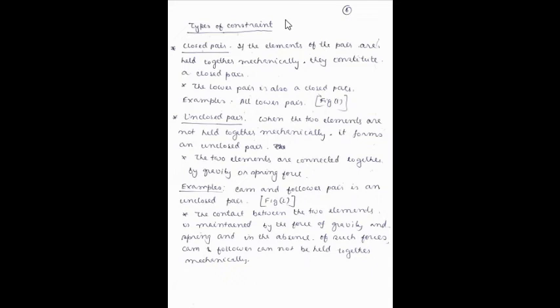The two elements are connected together by gravity or spring force. So in an unclosed pair, we see that they are not held together mechanically. In an unclosed pair, the elements are held together by gravity or spring force. One example of an unclosed pair could be a cam and follower. So we'll see the figure.